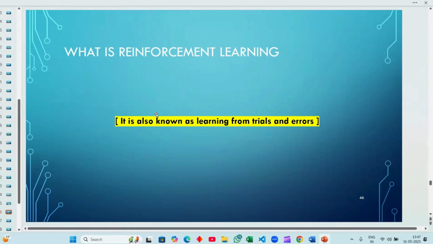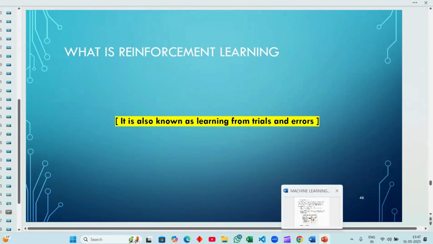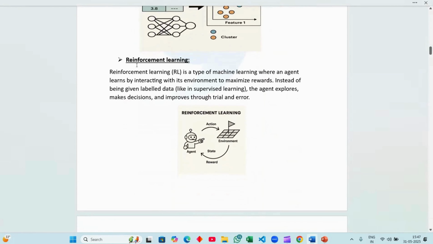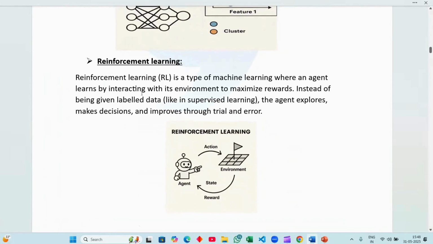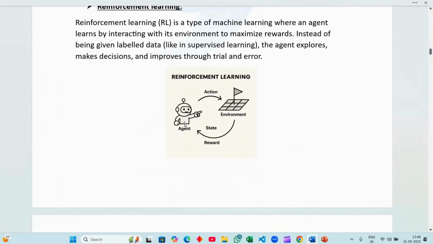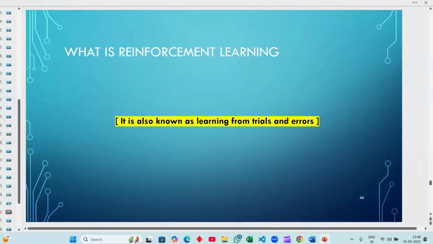So what is reinforcement? In simple terms, it is a small logic of reinforcement. Reinforcement is a type of machine learning where an agent learns by interacting with its environment to maximize rewards, instead of being given labeled data like in supervised learning. The agent explores, makes decisions, and improves through trial and error. The agent takes an action, and the environment returns the state and rewards. Instead, it provides a reward or punishment. It is also known as a form of learning by trial and error.